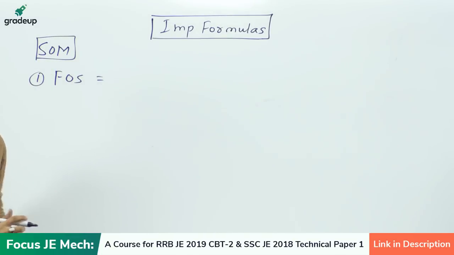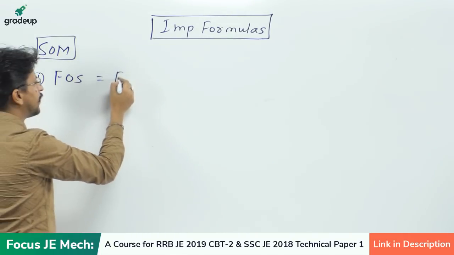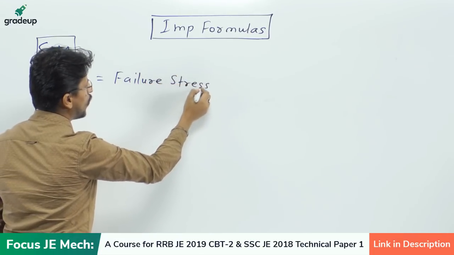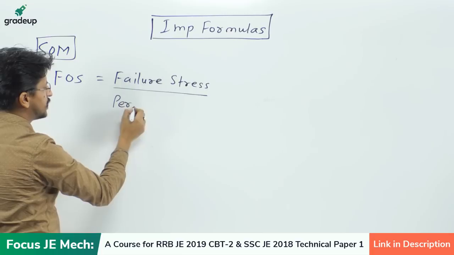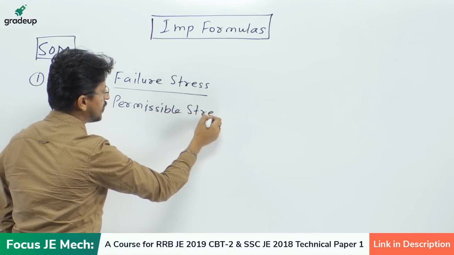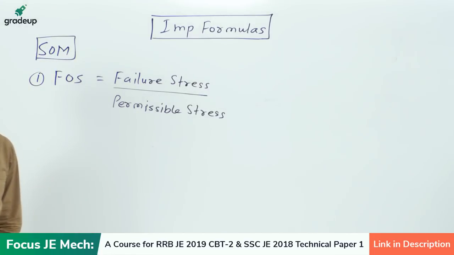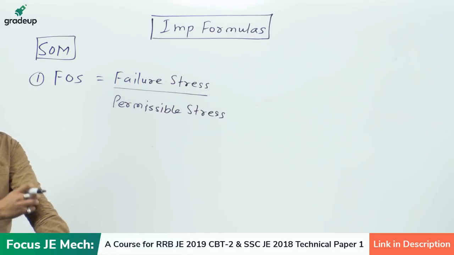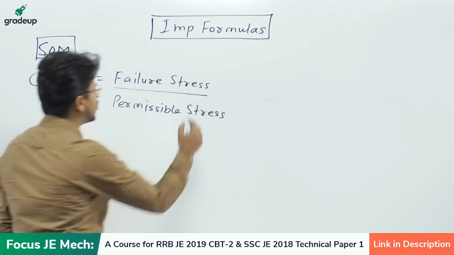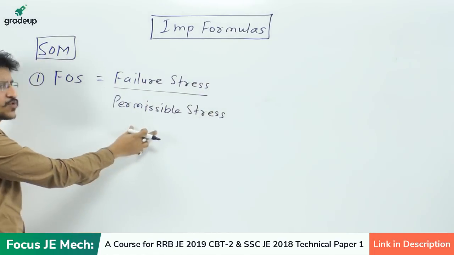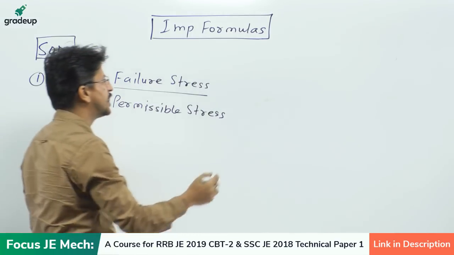Okay, so factor of safety is given by your failure stress over permissible stress. Okay, failure stress over permissible stress. Clear? This is the first formula that we are discussing today. That is the failure stress over permissible stress given by factor of safety. This factor of safety is used to find out the permissible stress from the failure stress.